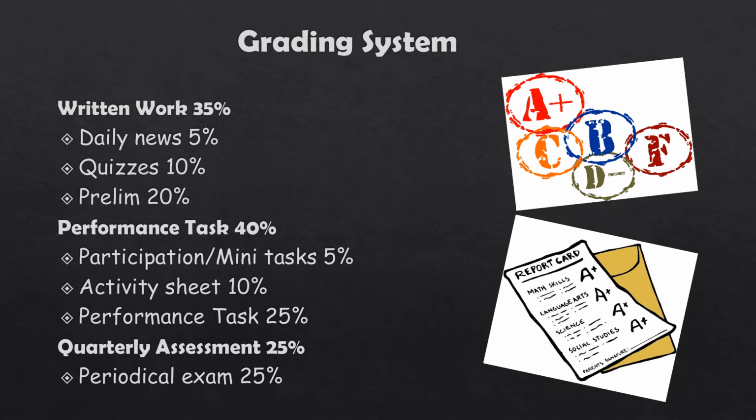While performance tasks are composed of the following: participation or mini task 5%, your activity sheets, and of course, performance tasks or your major tasks. And lastly, for your quarterly assessment, you have your periodical exam, for a total of 100%.